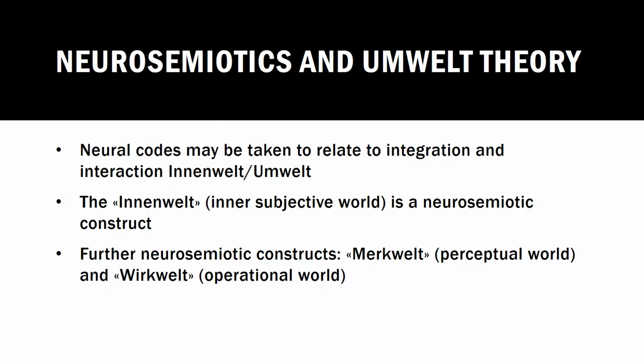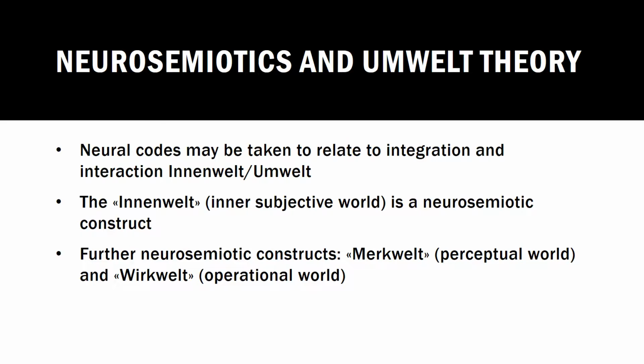And I'll discuss the notion of neural codes. That was not a term at Küll's time, as far as I know. But I think we can relate those in hindsight also to the workings of organisms with a nervous system within an Umwelt framing. And they could, in that case, be taken to relate to the integration and interaction between the Innenwelt and the Umwelt. And the Innenwelt is Küll's term for the inner subjective world, which in a way mirrors the Umwelt, the outer subjective world.